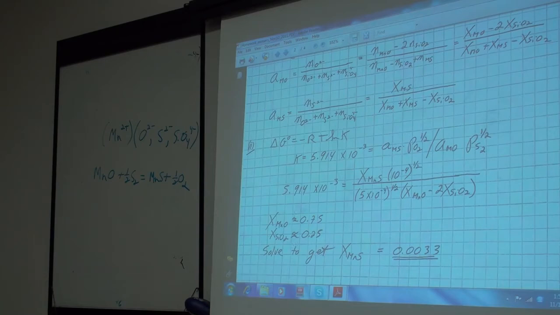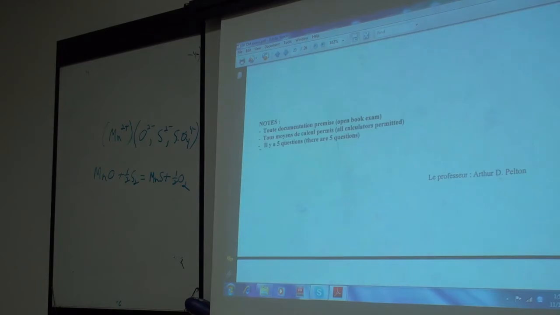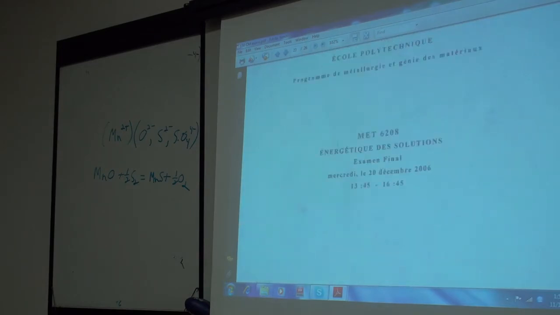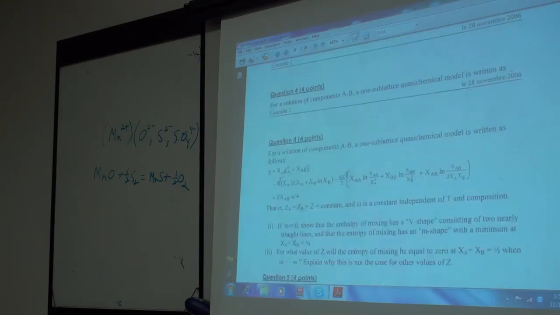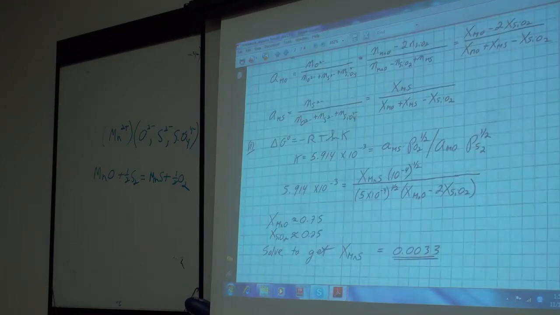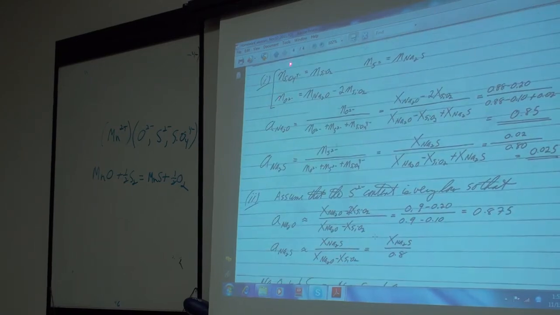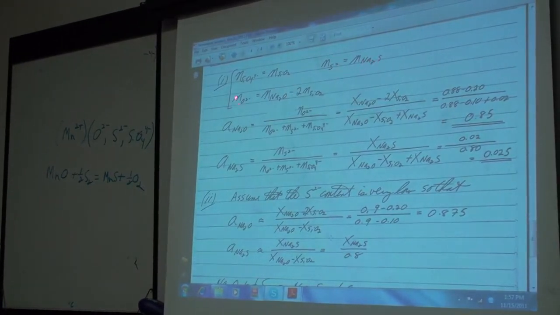All right, there was one last one, 2006, too. Well, it's the same thing again. You've got silica, sodium oxide, sodium sulfide. You want the activities of, it's almost exactly the same thing. So let's do that fast. Number of silicates, number of silica, number of sulfurs, the number of sodium sulfide, the number of oxygens equal to the number of sodium oxide. You can get the activity of this. Basically the same thing as before. That's the last one.